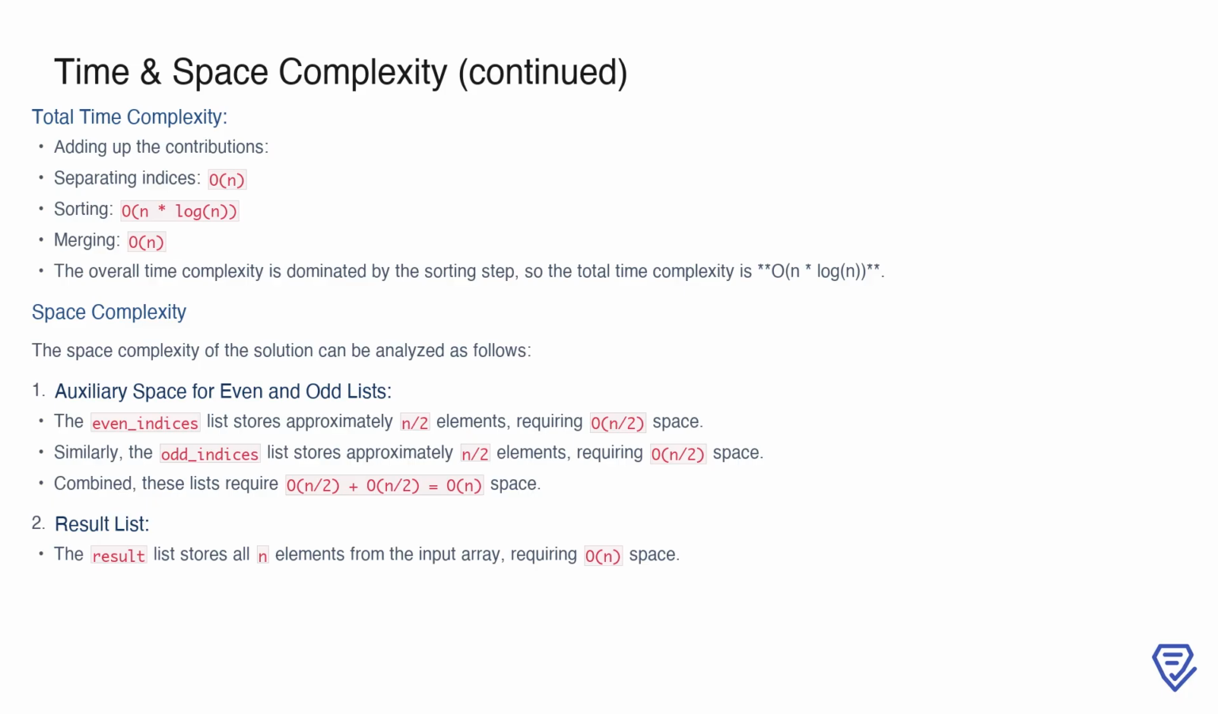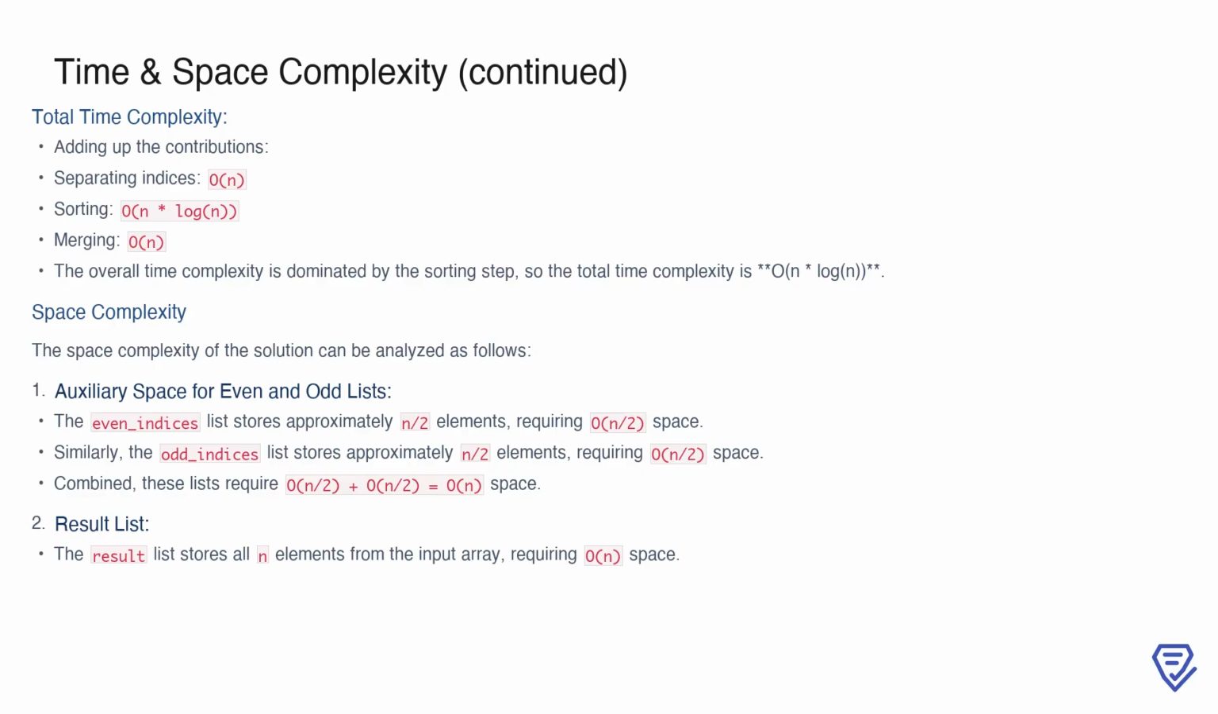Now, summing up the contributions from each step, we get n for separating indices, n log n for sorting, and n for merging. Since O(n log n) is the largest term, it dominates the overall time complexity, making it O(n log n). Shifting to space complexity, let's examine the auxiliary space used.